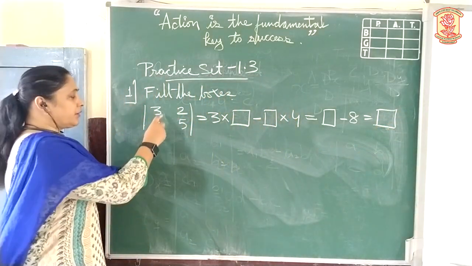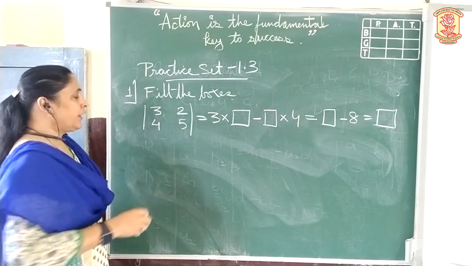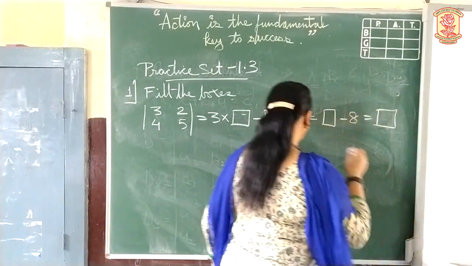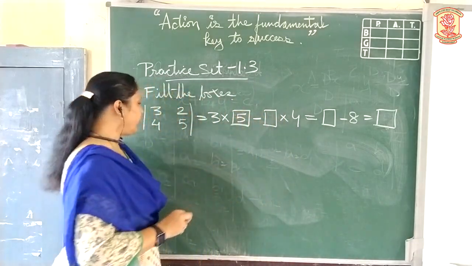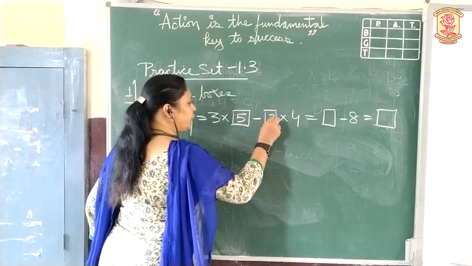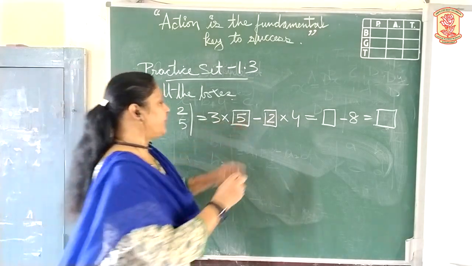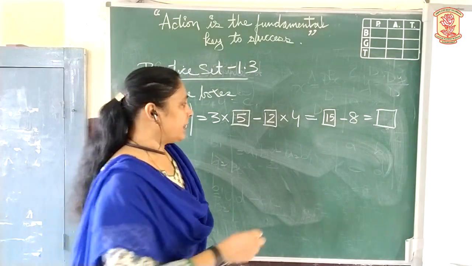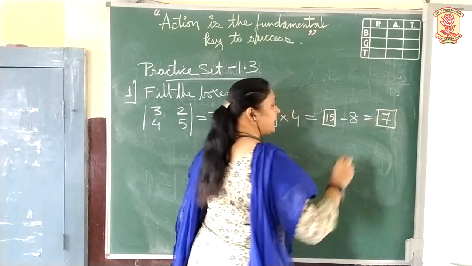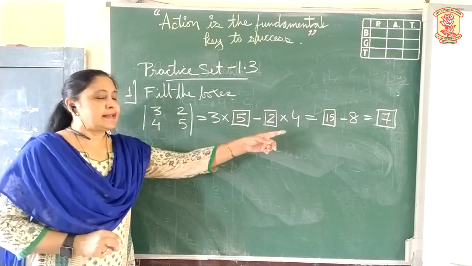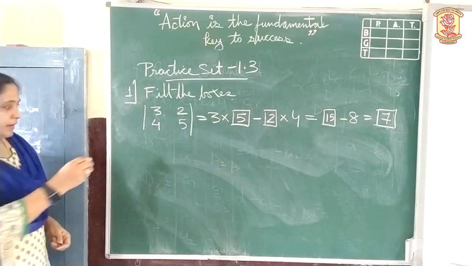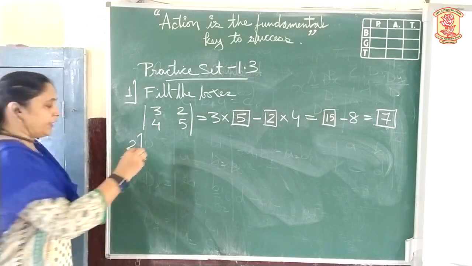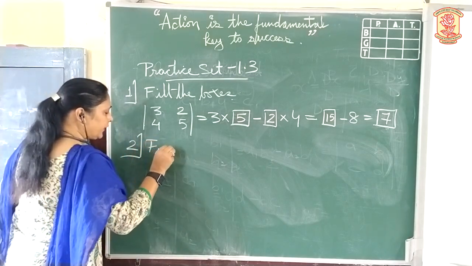When we solve this determinant of 3, 4, 2, 5, we get 3 into 5 minus 2 into 4. So this comes out to be: 3 fives are 15, 2 fours are 8. So 15 minus 8 comes out to be 7. So the value of this determinant is 7. Now the second question is, find the value of the following determinants.